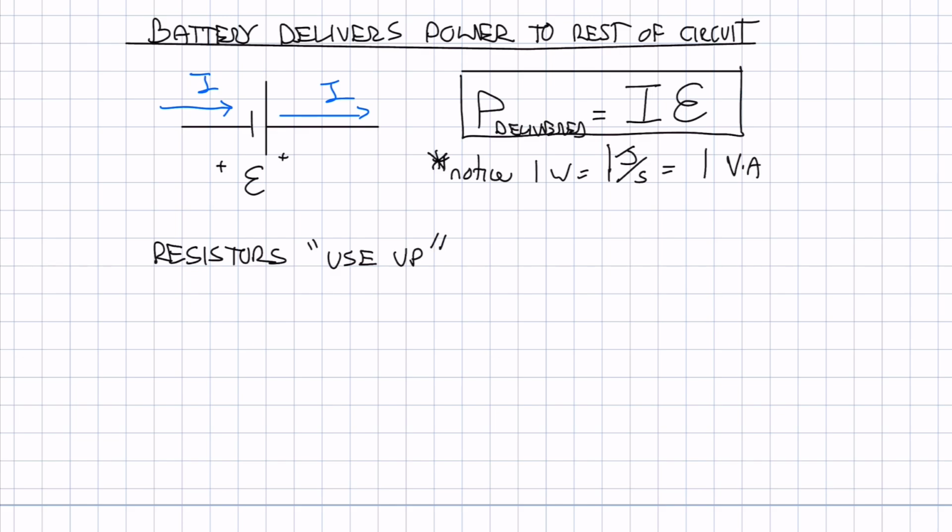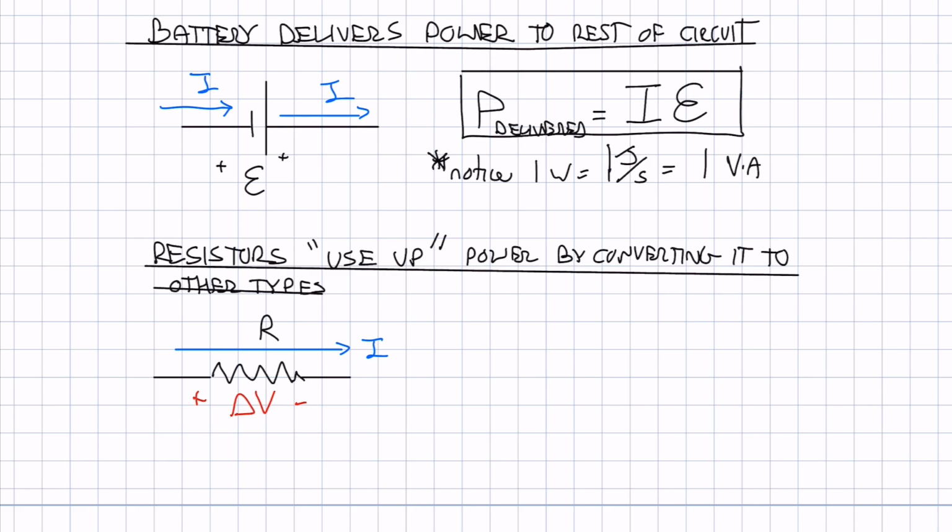We now move on to calculating the power used or dissipated by a resistor. When we work with resistors, the quantities we usually measure are the resistance of the resistor, which we measure in ohms, the current through the resistor, measured in amps, and the voltage drop across the resistor, measured in volts. As with the battery, we can calculate the power use of a resistor by multiplying the current I that goes through it by the voltage drop, delta V, across it.